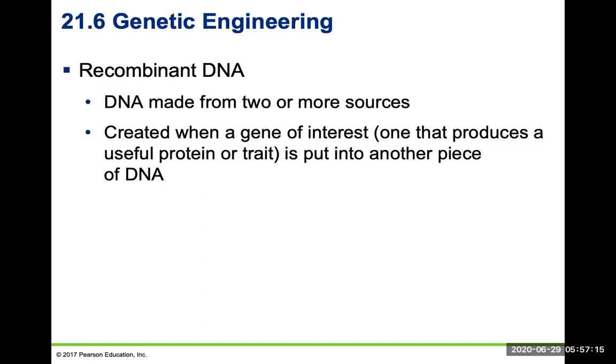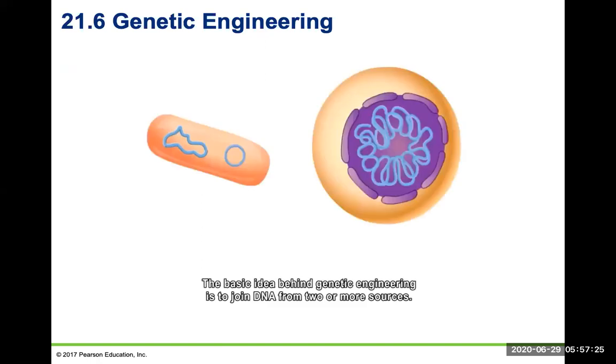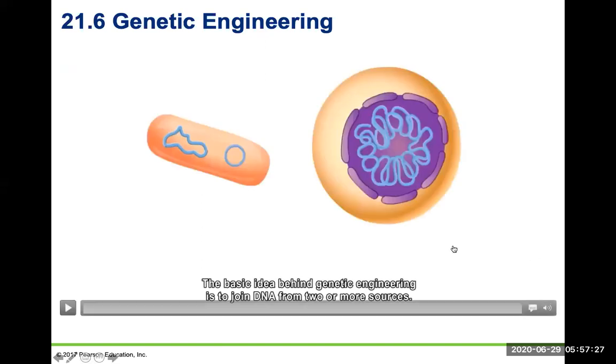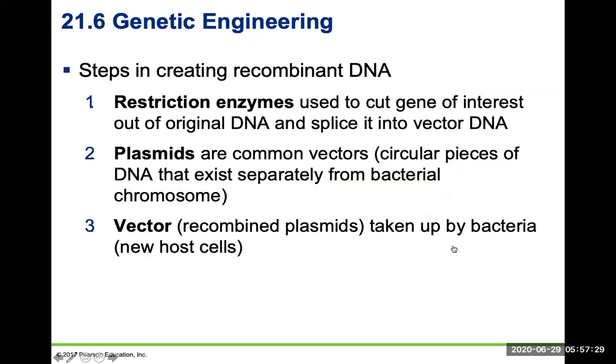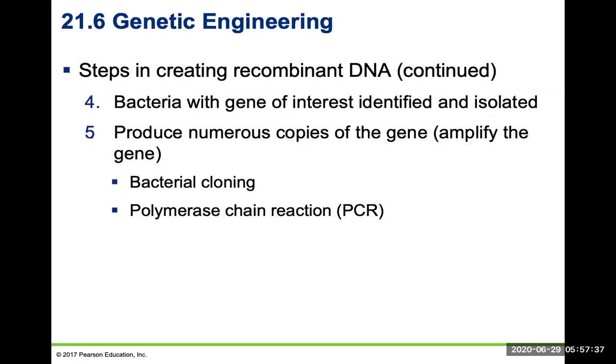Recombinant DNA is DNA made from two or more sources. It's created when a gene of interest, one that produces a useful protein or trait, is put into another piece of DNA. This is a great look at genetic engineering. Steps in creating recombinant DNA: you need a restriction enzyme, plasmids, and a vector. And I'll let you read through those steps here. Continued steps are listed here.